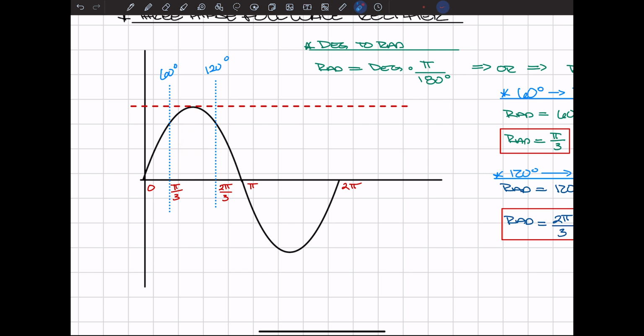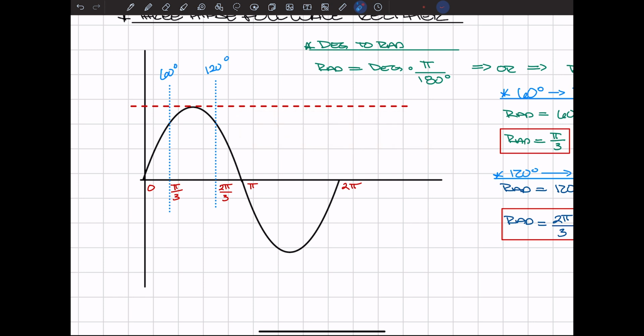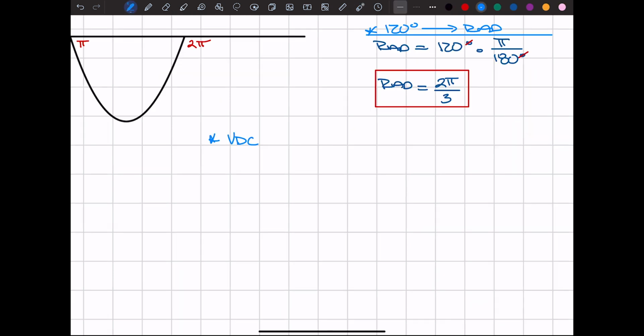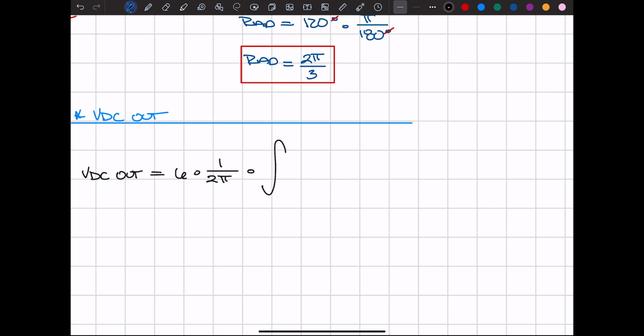Now keep in mind, for a three-phase system, each phase is going to give us the same value twice. So if we have two values per phase and we have three phases, that means we're going to have that value times 6. So to solve for VDC out, we have 6 times 1 over 2 pi times the integral of Vmax times sine theta between 2 pi over 3 and pi over 3.